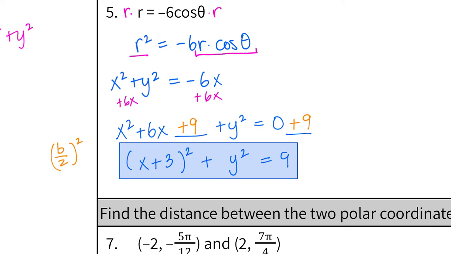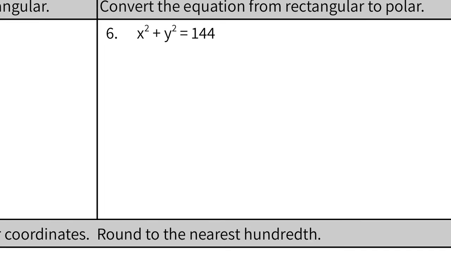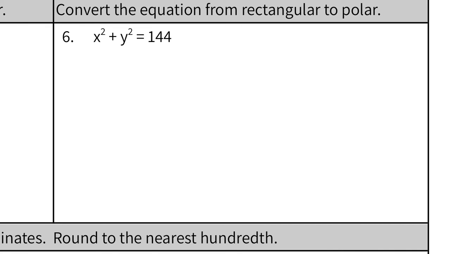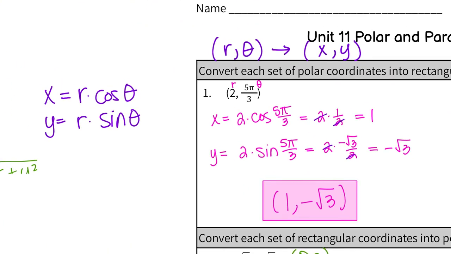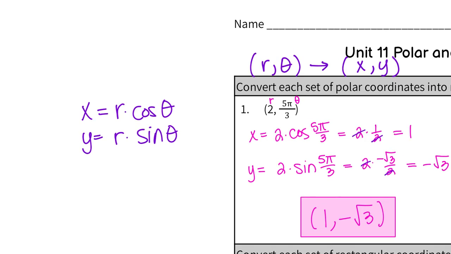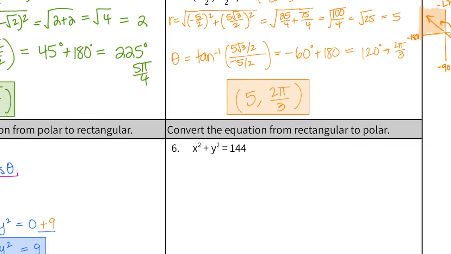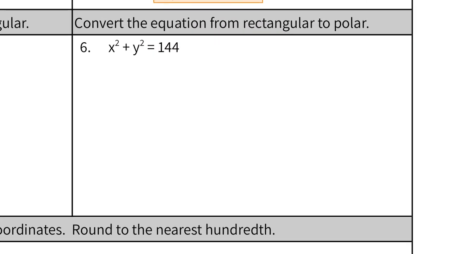Okay, but now I want to go in the other order. This equation is already a circle. I want to make this into rectangular form. I know that up here, x equals this and y equals this. So I'm going to go ahead and replace them. So r cosine theta, square that, plus r sine theta, square that, equals 144.